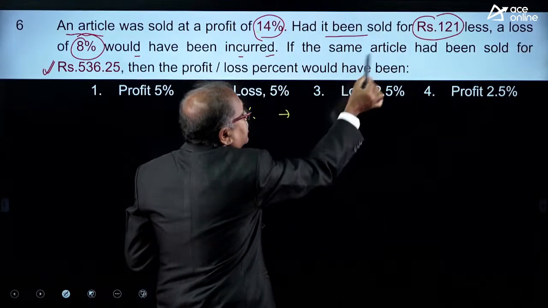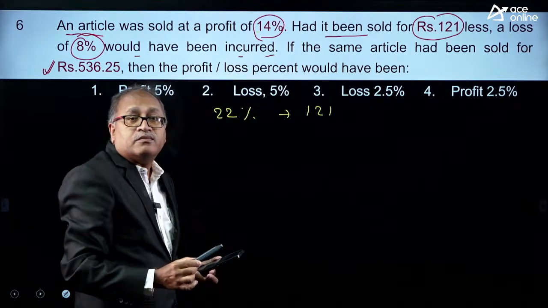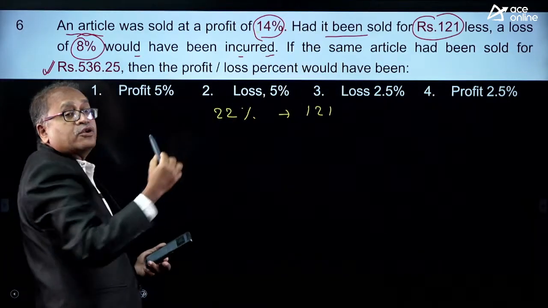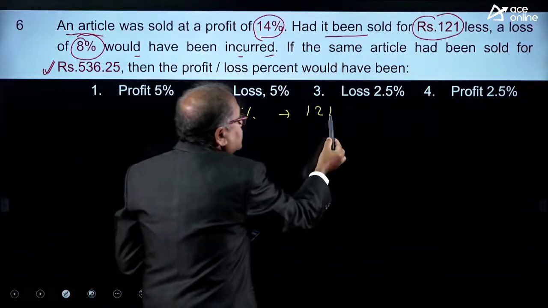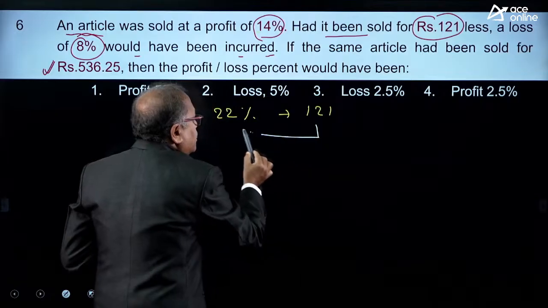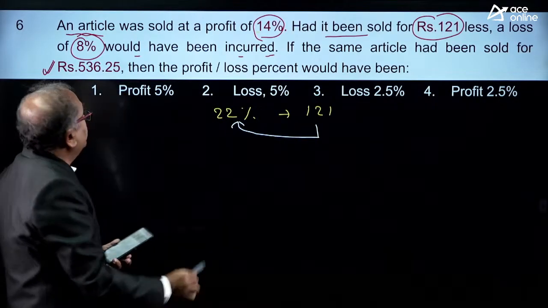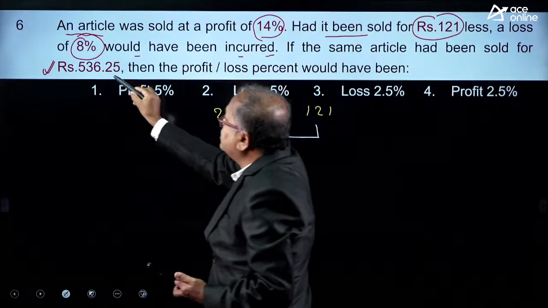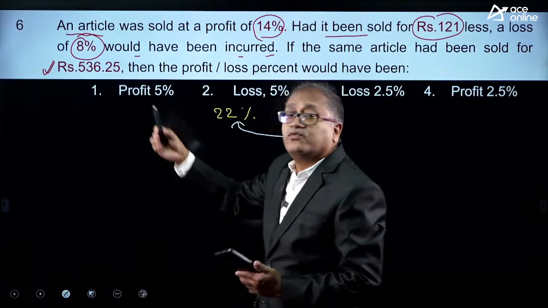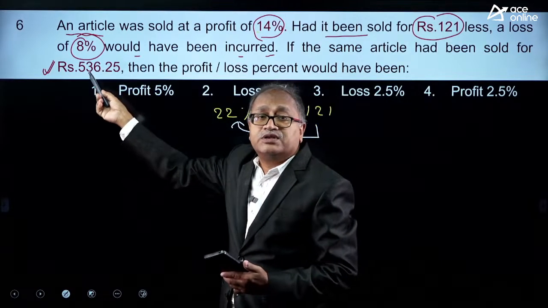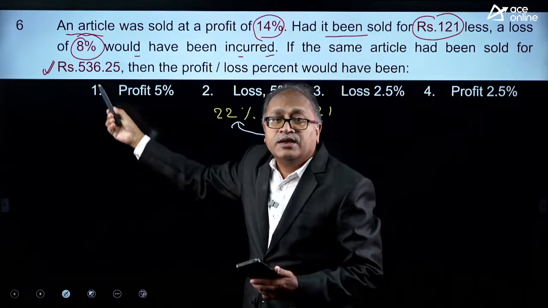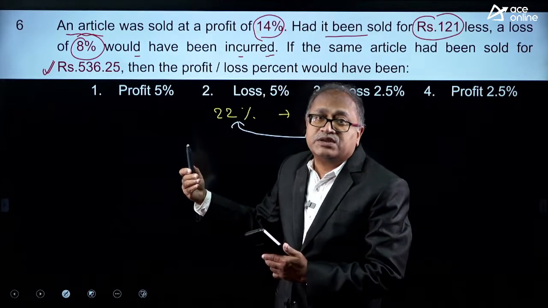Now this 22 represents how much value? 22% of the cost price. That represents 121, because when 121 is reduced, the earlier profit is neutralized and you went on to loss. So if 121 is 22%, then the given value, that is 536.25, is what percentage? The moment I find out what percentage this represents, if this is 105%, then 5% is the profit. If it represents 115%, that means 100% is cost price, 15% is the profit.